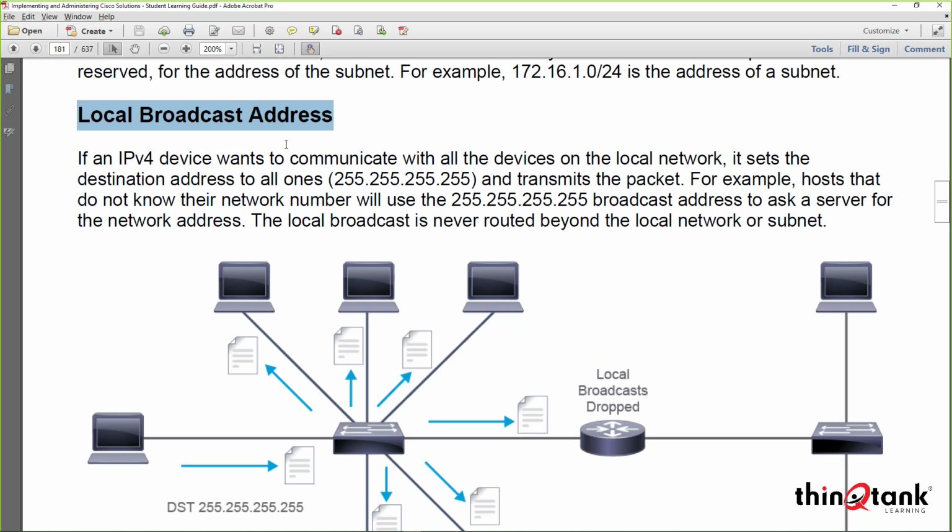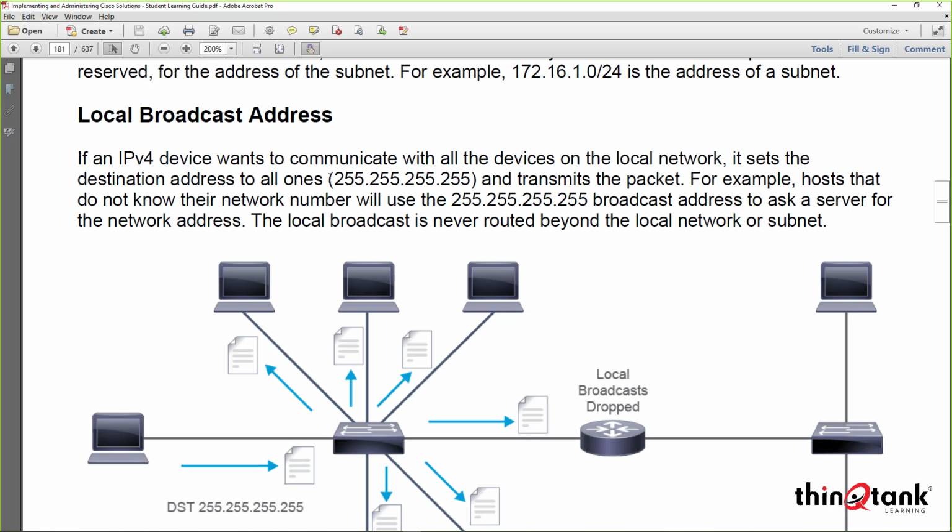Now, there are two types of broadcasts. There's the all ones broadcast, which is kind of like a generic broadcast regardless of what network you belong to. And then there's what we call a subnet directed broadcast, which is the broadcast address for the individual subnet, which is the very last address within that network range.